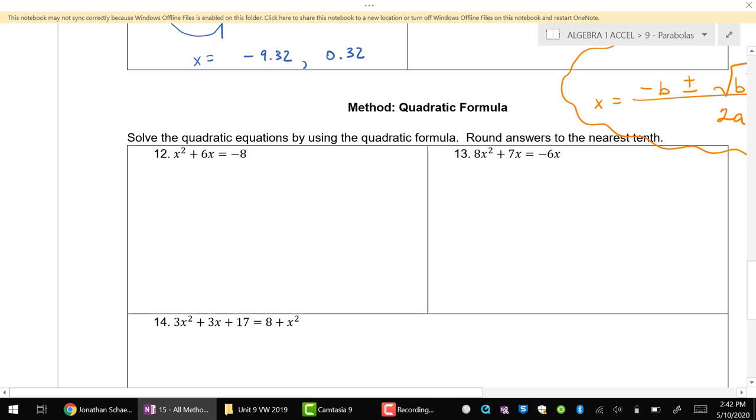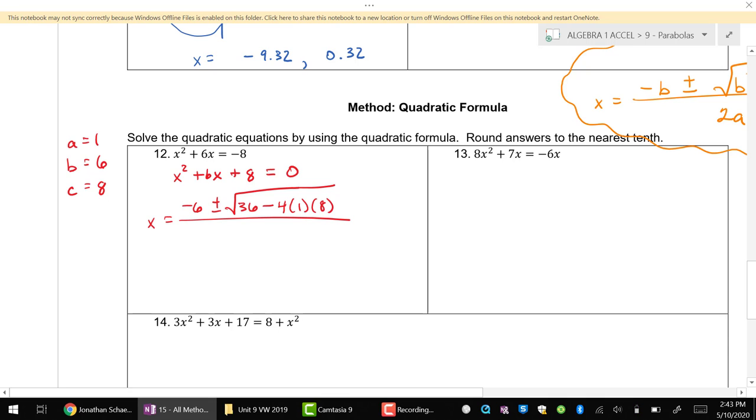Number 12. Don't forget standard form is how we begin. So let's add that 8 to both sides so that we have our equal 0. Standard form. A is 1, B is 6, and C is 8. So formula, x equals opposite of b plus or minus the square root of b squared minus 4ac, all divided by 2 times 1 in this case, so just 2.